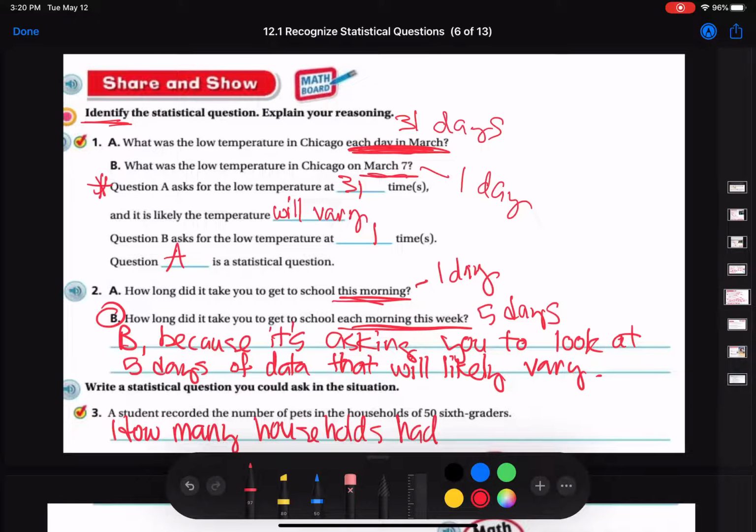Or how many households had a cat as a pet? So you're going to look at all the data. Not everybody's going to have a cat, so some may have only dogs, some may have cats. Yeah, so that could be a possible statistical question. You could ask how many households have 1 or more dogs, could be another question.